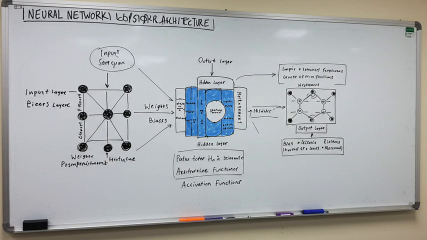Okay, so the weighted sum is kind of like a measure of how well the pattern of activation in the previous layer matches the pattern encoded by this neuron's specific set of incoming weights.